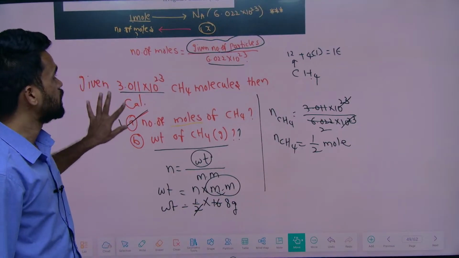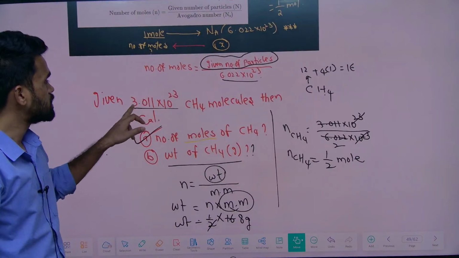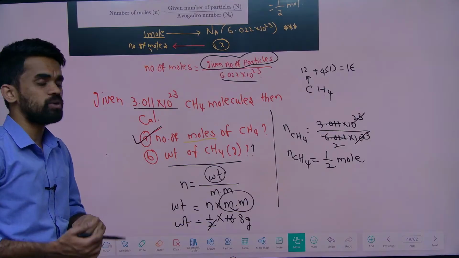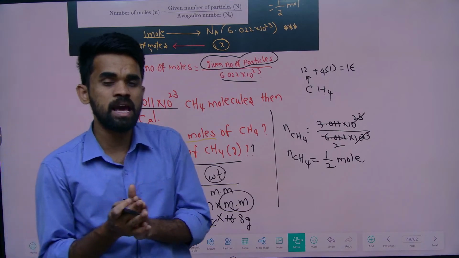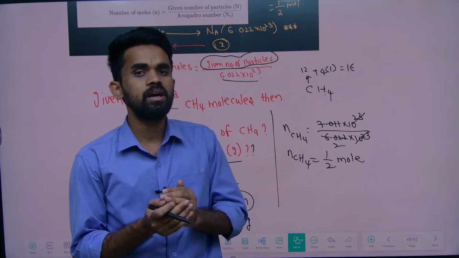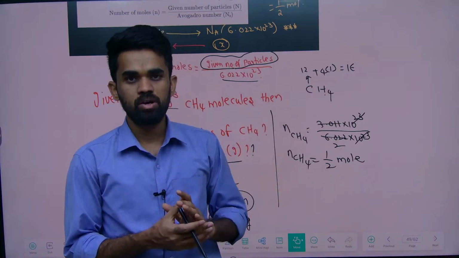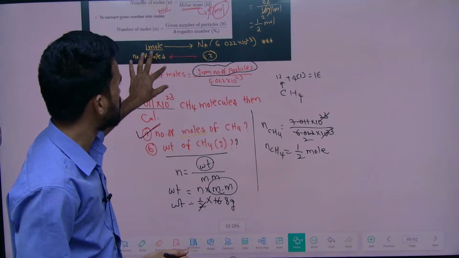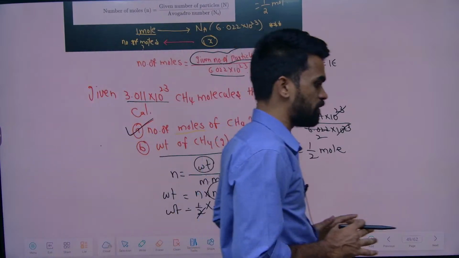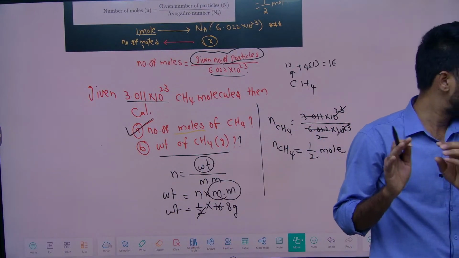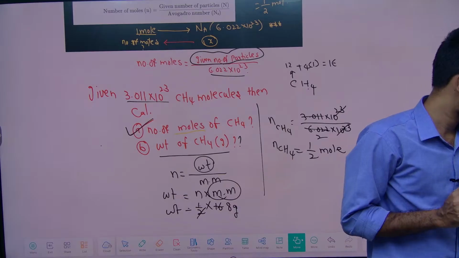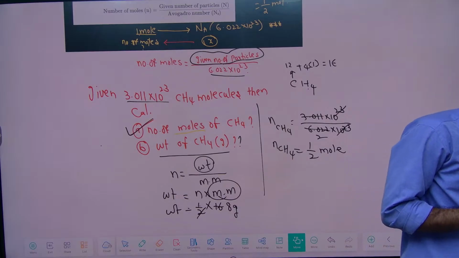It means this 3.011 into 10 power 23 can also be expressed as half mole of methane or 8 grams of methane. Okay, I hope this discussion is clear. If this is clear, please make a note of it, and if there is any confusion, feel free to express it in the comment box. I am looking into it.